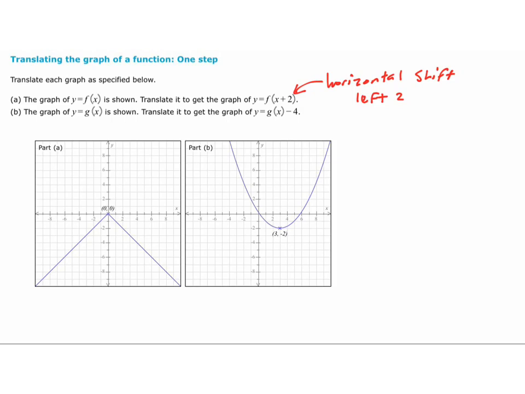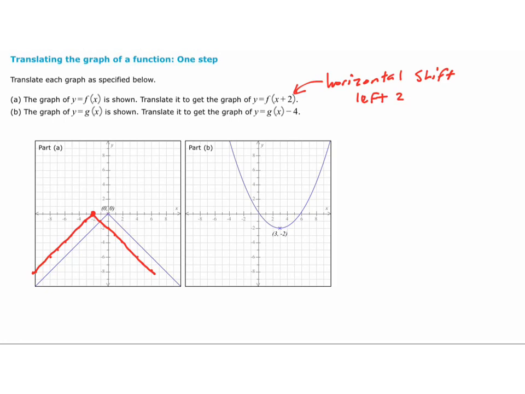So for this particular absolute value function, we're essentially going to take this point and move it 2 to the left. Then we're moving every other point 2 to the left so we can get our new absolute value function. And it's going to look something like this.